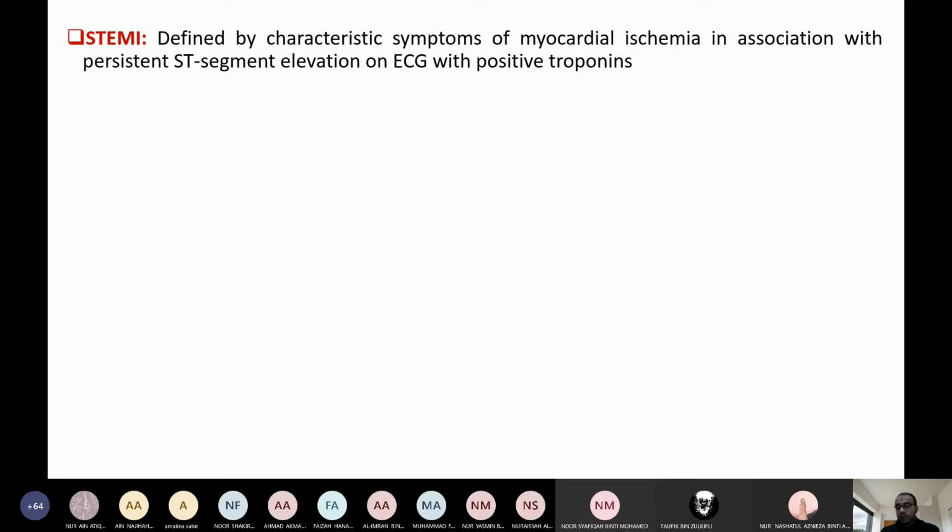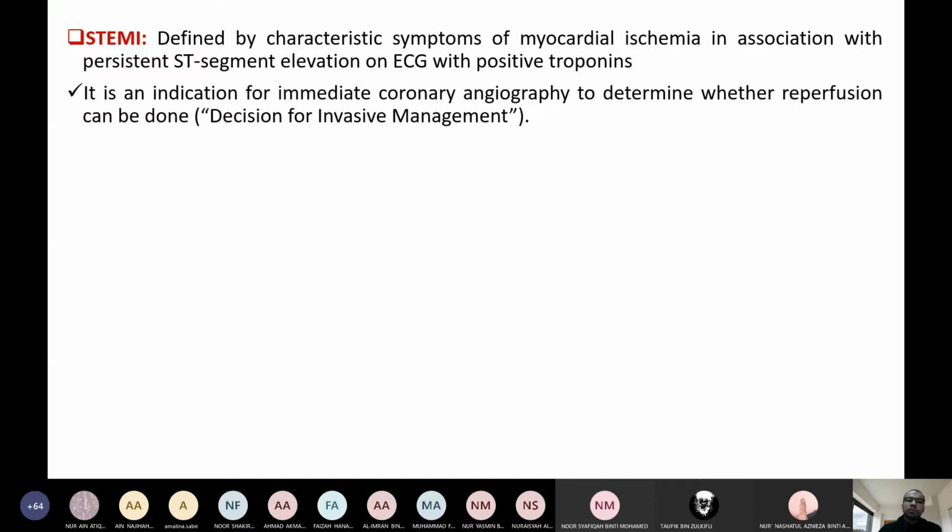This actually refers to a type of myocardial ischemia where the ECG will have ST segment elevation, and of course we have positive troponin. All this will be explained. Positive troponin is one of the cardiac enzymes that give us an indication that infarction or tissue damage is going on. It is an indication for immediate coronary angiography.